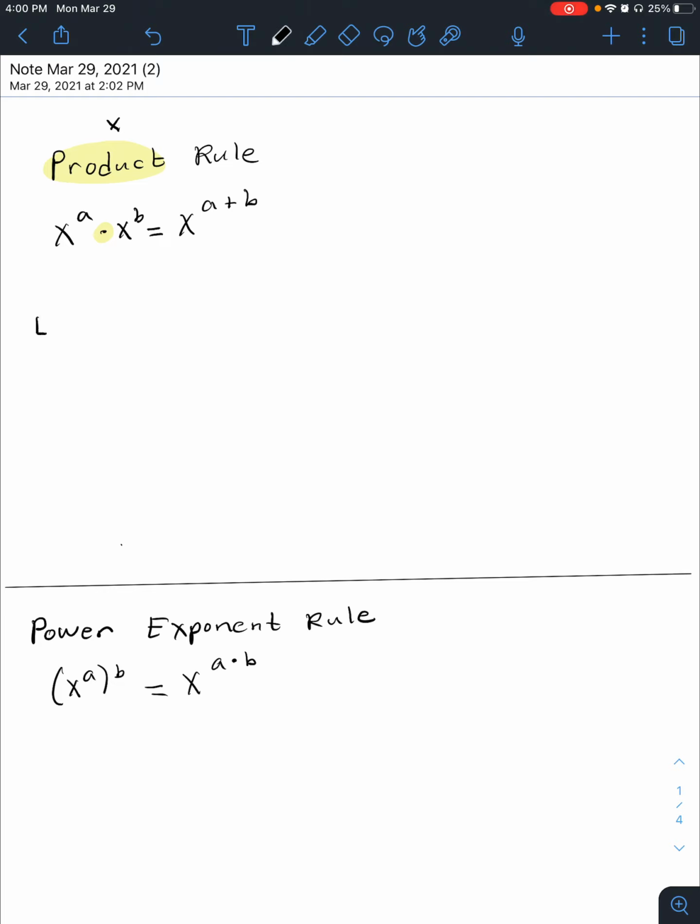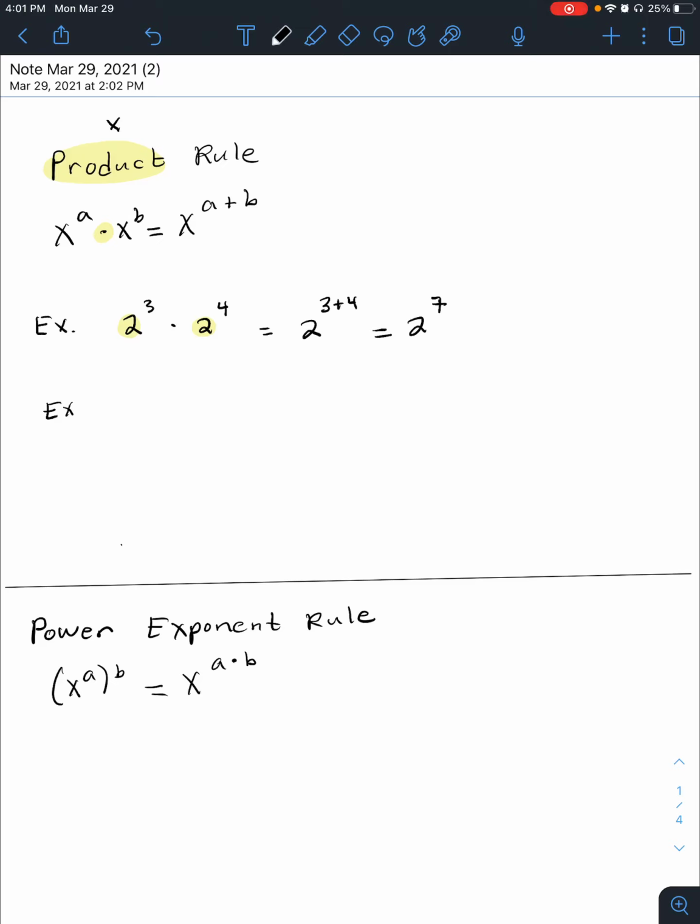But let's say that we have an example: 2 to the power of 3 times 2 to the power of 4. Both of these have the same base, so we know it's 2. And then we add the exponents, which is 3 plus 4, so we get 2 to the power of 7. So that is our first example.